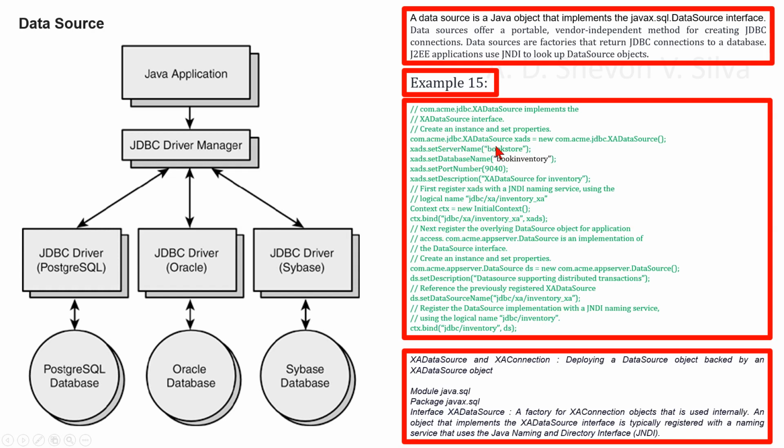Here com.acme.jdbc.xa.XADataSource implements the XADataSource interface. Create an instance and get and set properties. First register XADS with the JNDI naming service using the logical name jdbc/xa/inventory_xa.